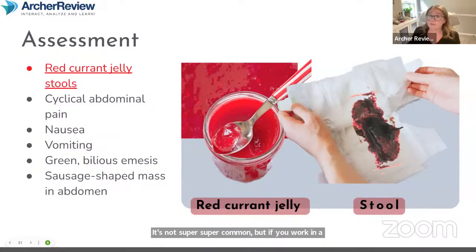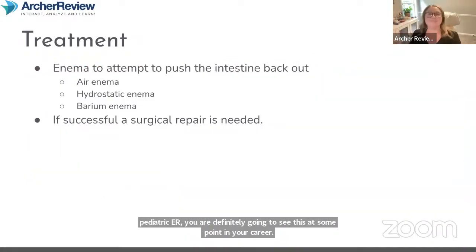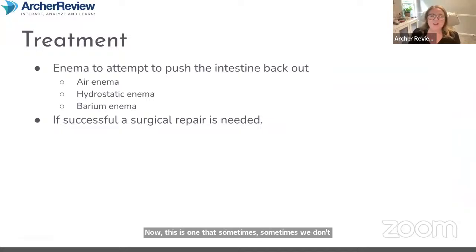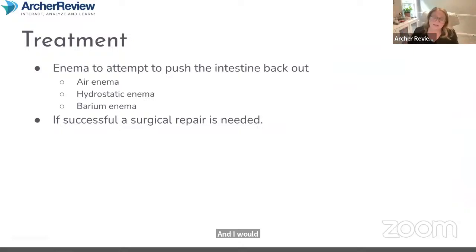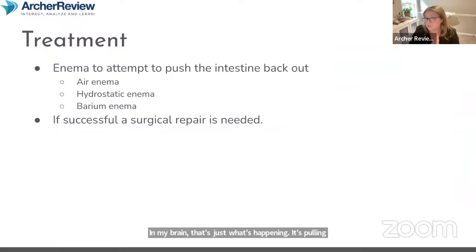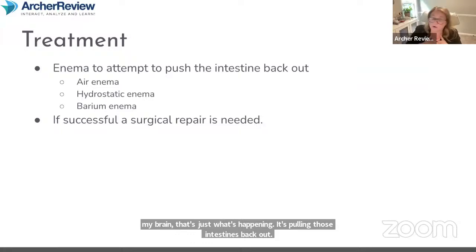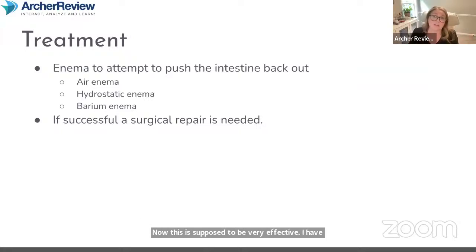Now, this is one that sometimes we don't need surgery, okay? We will first try to give them an enema, causing them to have a more forceful bowel movement that pushes those intestines back out. And I always say, unintussuscepts them. That's not a real word, by the way. In my brain, that's just what's happening. It's pulling those intestines back out. Now, this is supposed to be very effective. I have personally never, ever seen it work, and they all end up going to surgery to repair the intussusception.